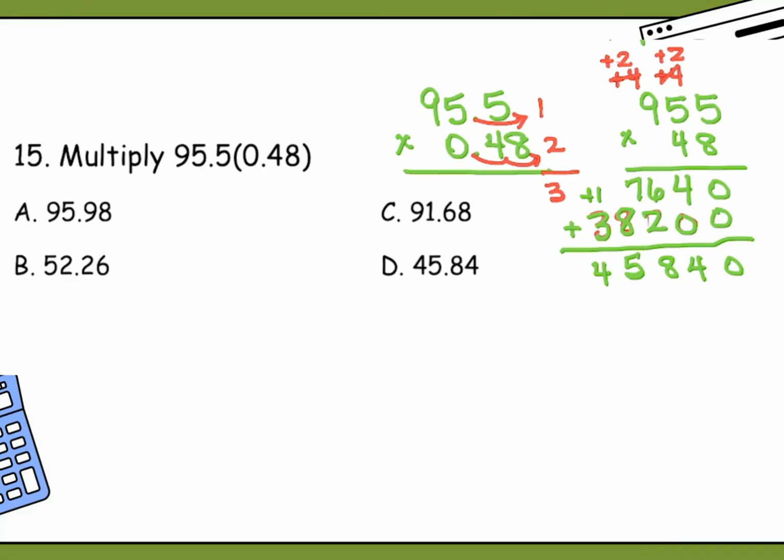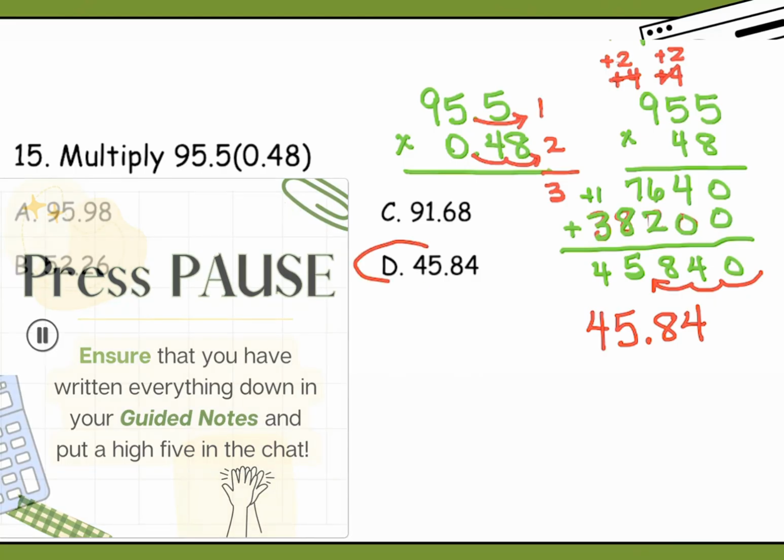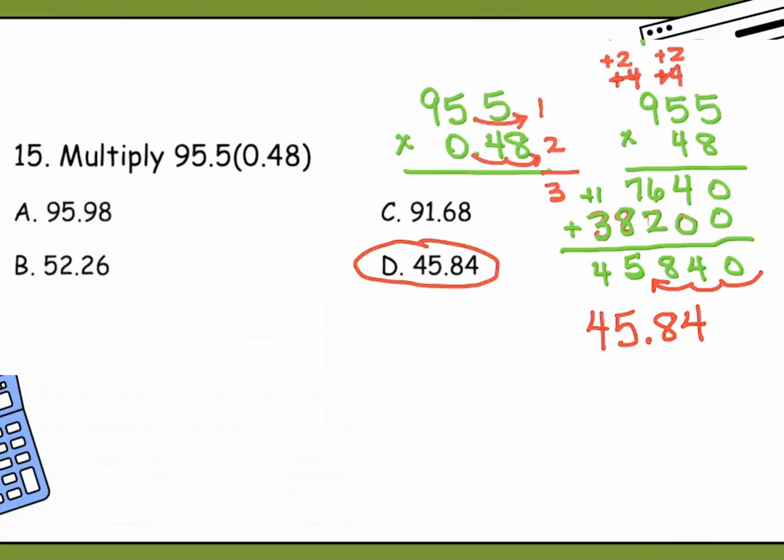Remember that we moved the decimal out 3 spaces, so we have to move it back in 3 spaces. This gives us a final answer of 45 and 84 hundredths. The answer for this problem is letter D as in dog.